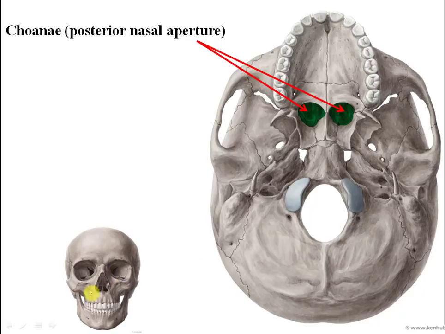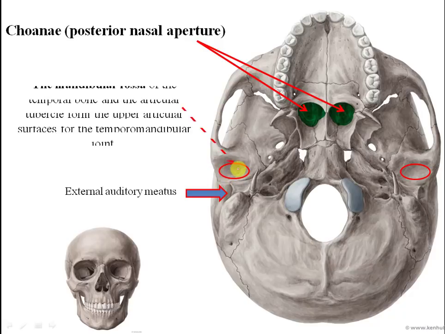Remember that anteriorly, on the anterior aspect of the maxilla, we took the anterior nasal aperture, and here posteriorly we have the posterior nasal aperture. Here at the side of the temporal bone, the external auditory meatus, and here this fossa is the mandibular fossa that articulates with the head of the mandible to form the TM joint.